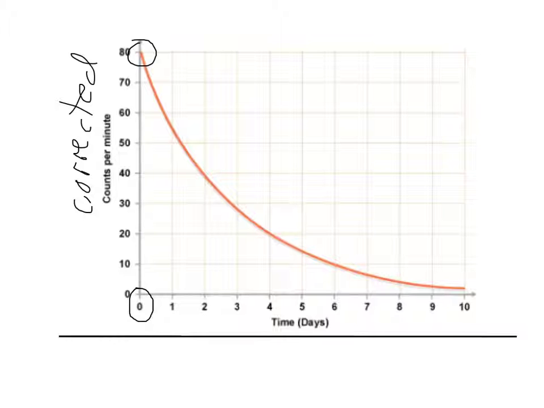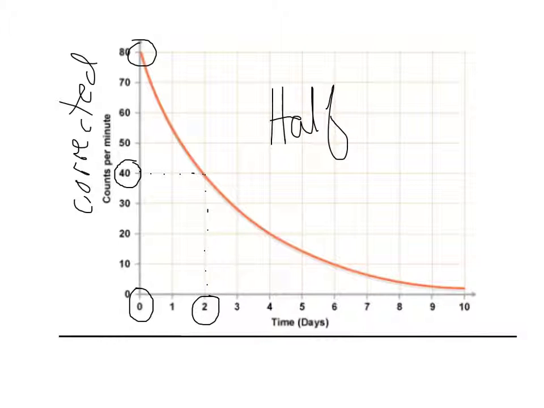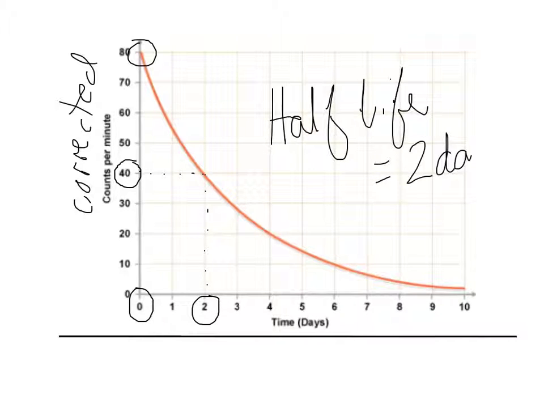Now, to find the half-life, you've then got to go down to half of 80, which is 40. And then you read across from 40 till you come to your graph, and then you read down. And when you do that, this value here is the half-life. So the half-life for this material is 2 days. Equals 2 days.